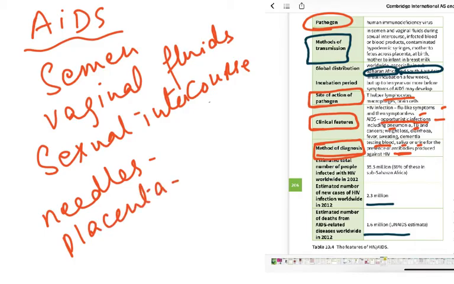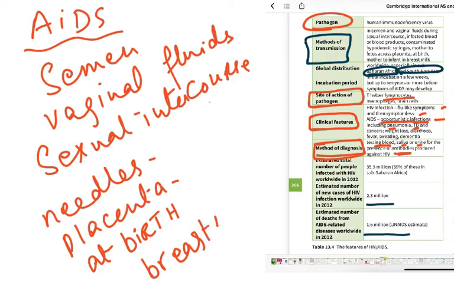Then mother to fetus across the placenta. So the virus can cross the placenta, or at birth. When the fetus is being born and passes through the vaginal canal, that is when he or she can get the infection. And the last is mother to infant in breast milk.